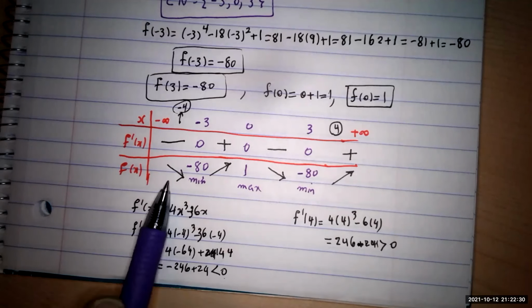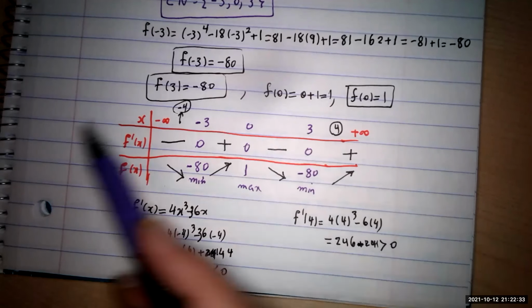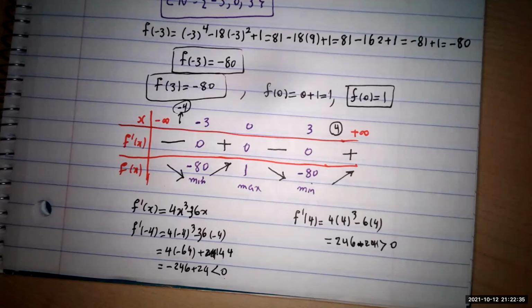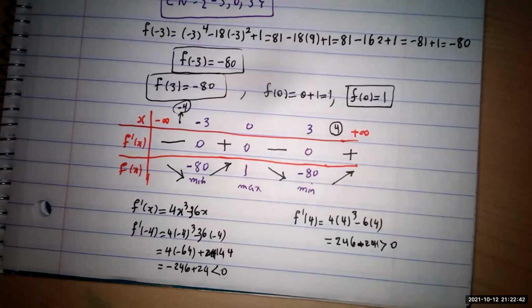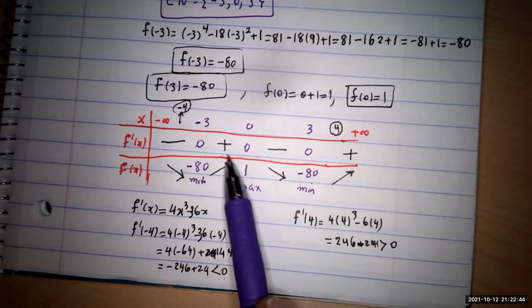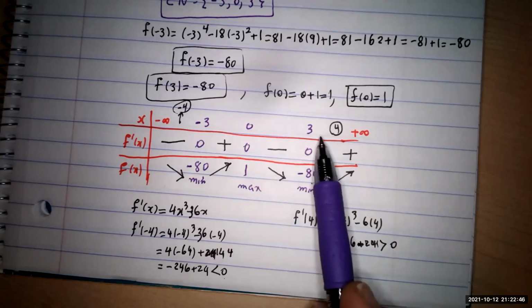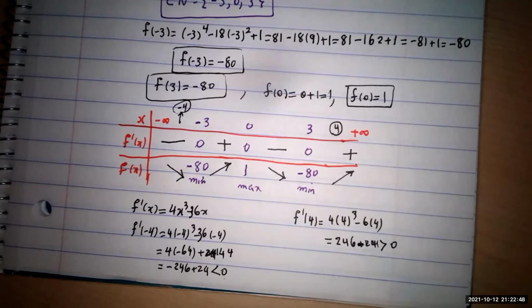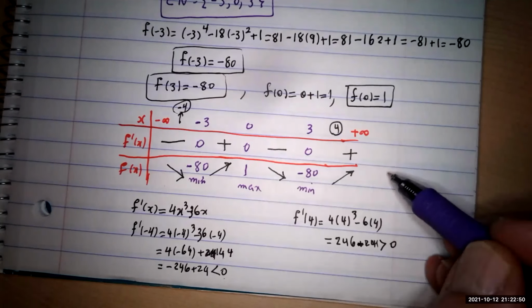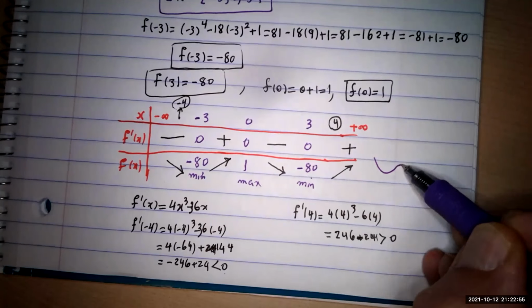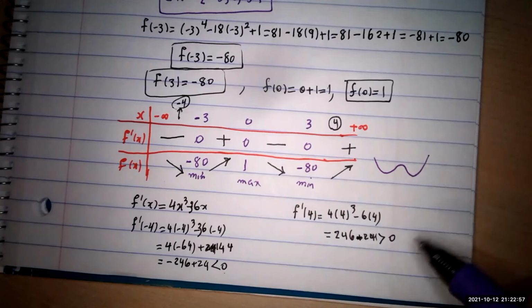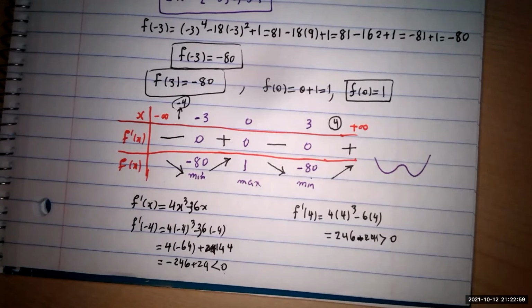F of 0 equal to 1 is a relative maximum. The function is increasing in this interval. You don't have to write it down if you just give us the chart. So it's going to be decreasing between negative infinity and negative 3 and between 0 and 3, and increasing between negative 3 and 0 and between 3 and positive infinity. And in future, nicely, we can graph it. See the graph? This is going to be the graph of the function in future. It's going to be coming when we get your next quiz.